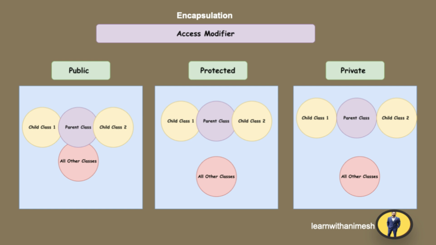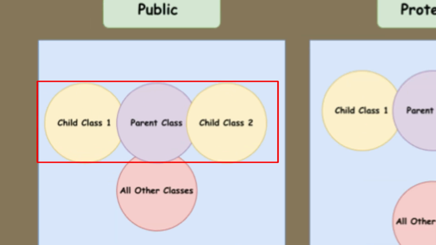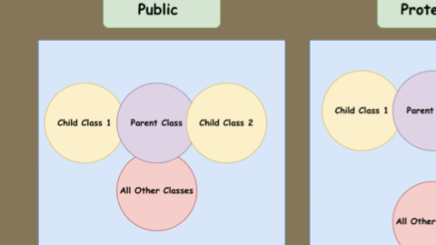In public, nothing is restricted. You can imagine the circle as a parent class, and we have defined two child classes, child 1 and child 2. Whatever methods we write in the parent class, we can use inside all the child classes, and apart from that we can also use those methods outside of those child classes, in all other classes, for any public access modifier.